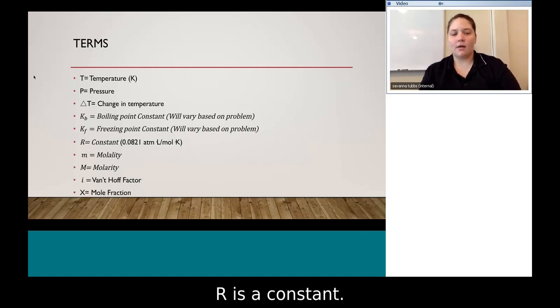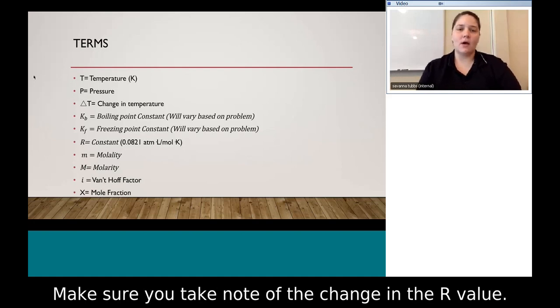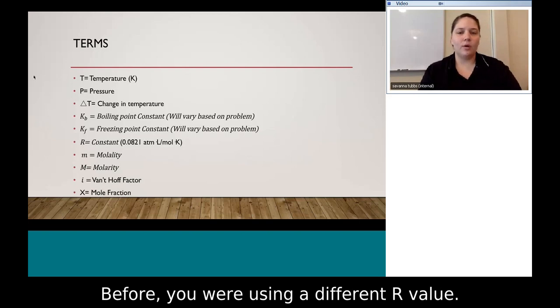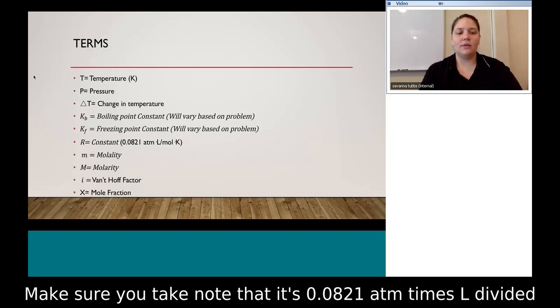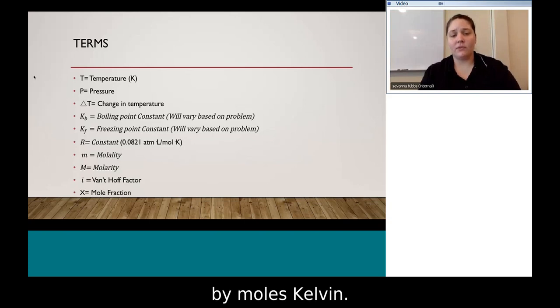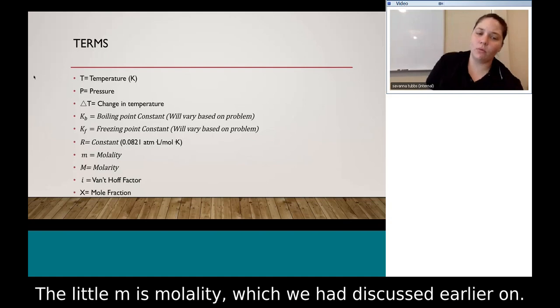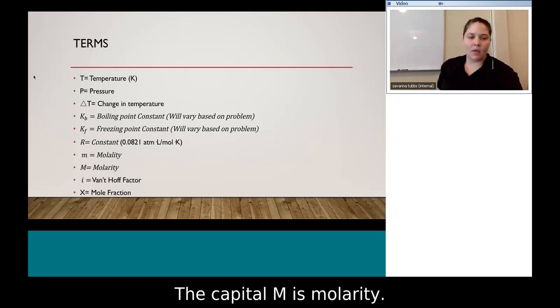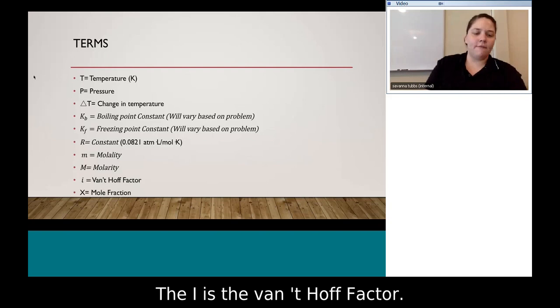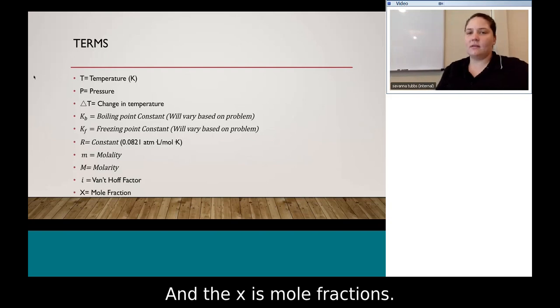R is a constant. Make sure you take note of the change in the R value. Before you use a different R value, make sure you take note that it's 0.0821 atm times L divided by moles Kelvin. The little m is molality, which we had discussed earlier on. The capital M is molarity. The i is the Van't Hoff factor, and the X is mole fraction.